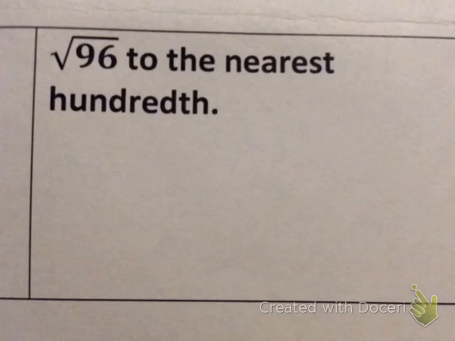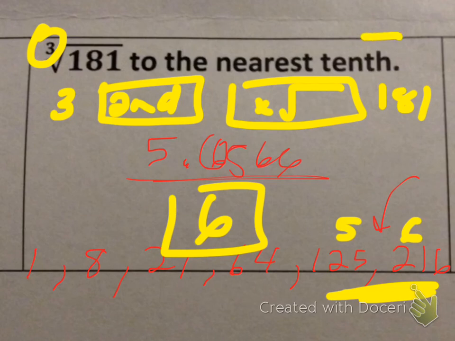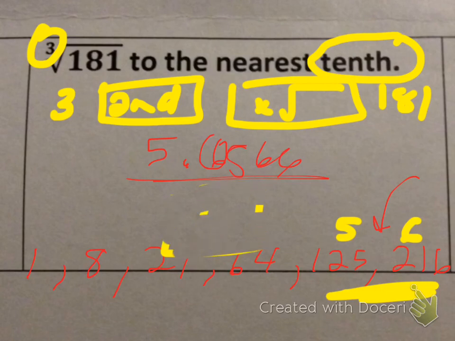All right, the square root of 96 to the nearest hundredth. So, oh, and maybe I should have checked. I didn't check to see if that last one said to the nearest whole number. Oh, see, I should have rounded it differently. This one didn't say to go to the nearest number. It said to go to the nearest tenth. So I didn't round that right.